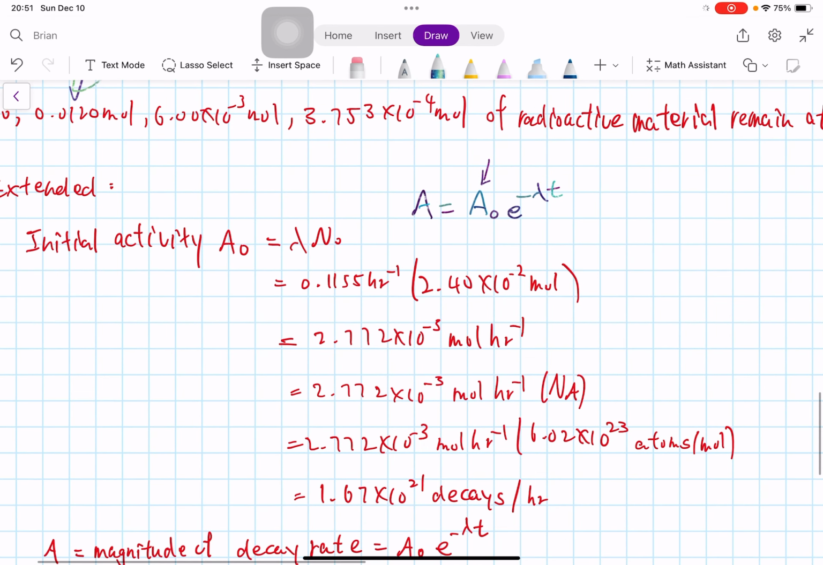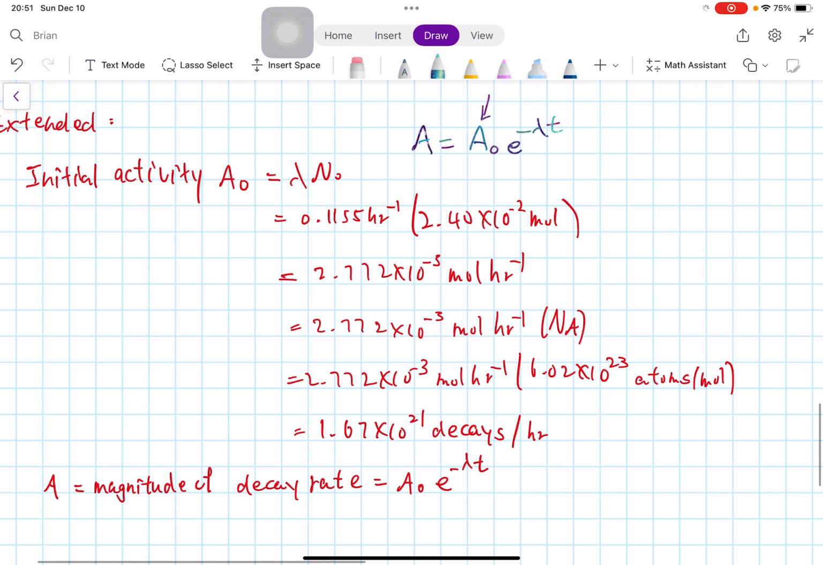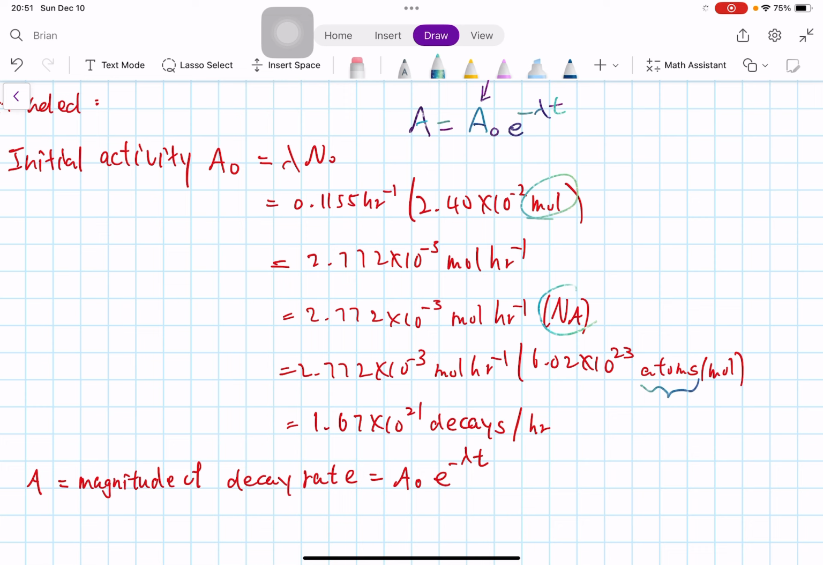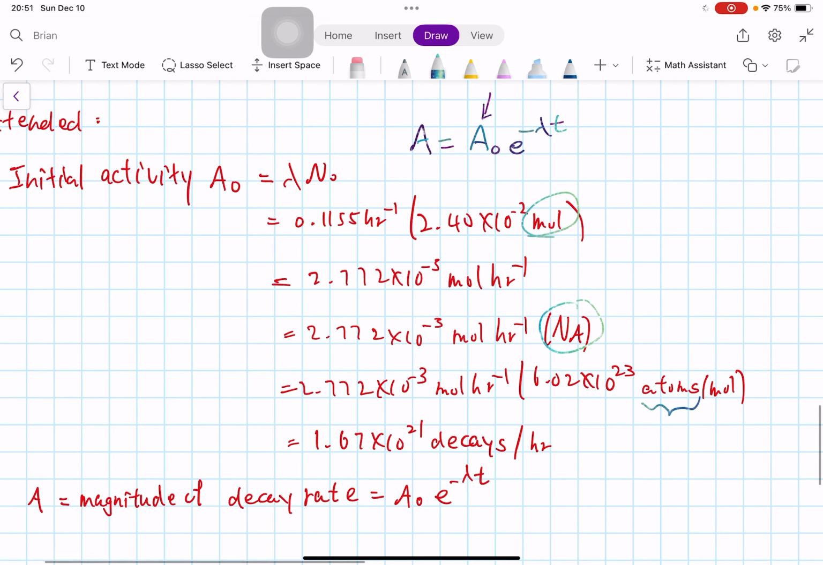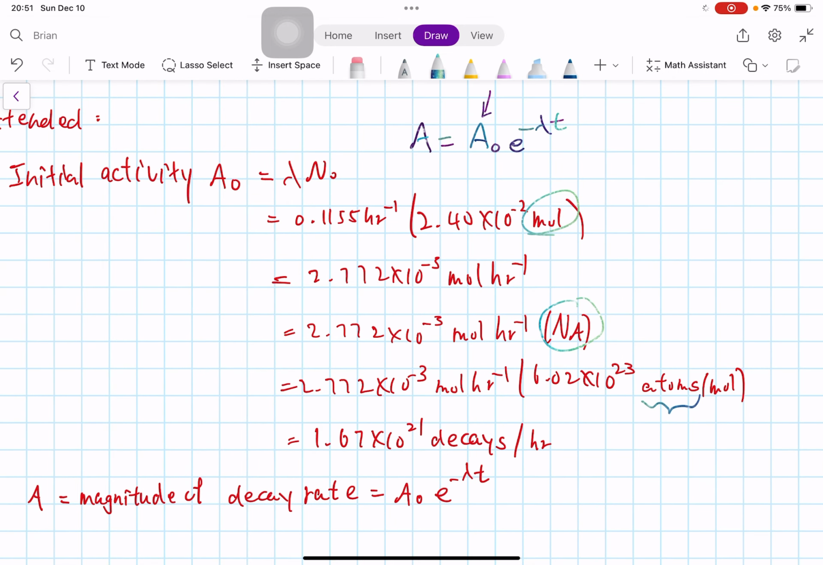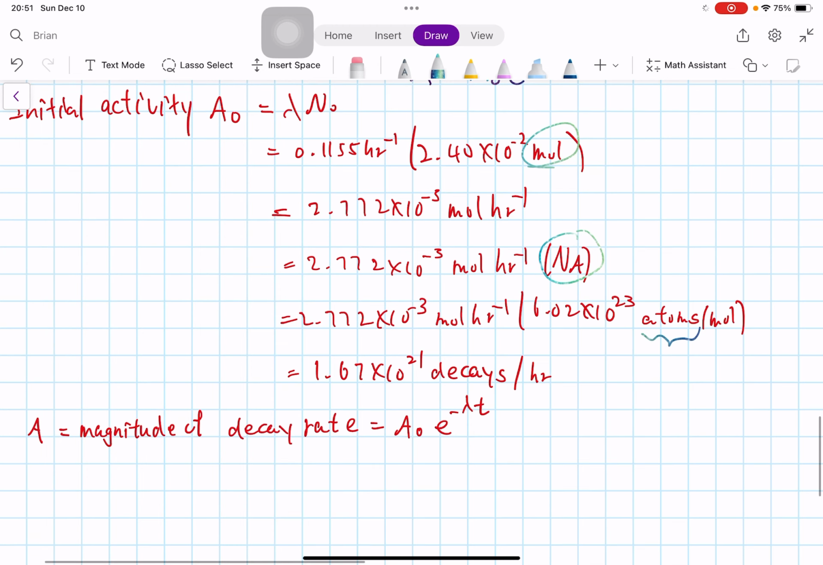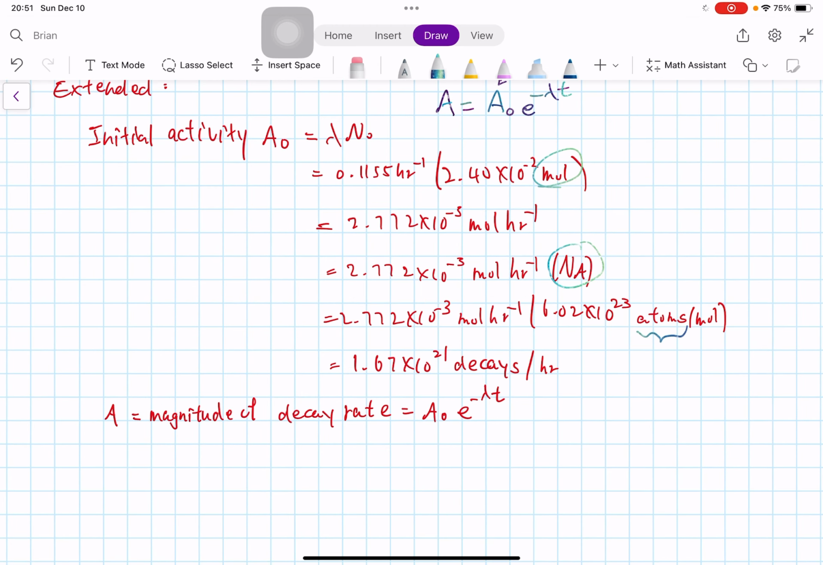So we have to calculate the initial number of nuclei. Because everything is in terms of moles, and since we're doing activity, it's better to convert to atoms. So we just multiply by Avogadro's constant, which relates how many moles to how many actual atoms there are in the material. If we convert that, then we have the initial activity with this constant.